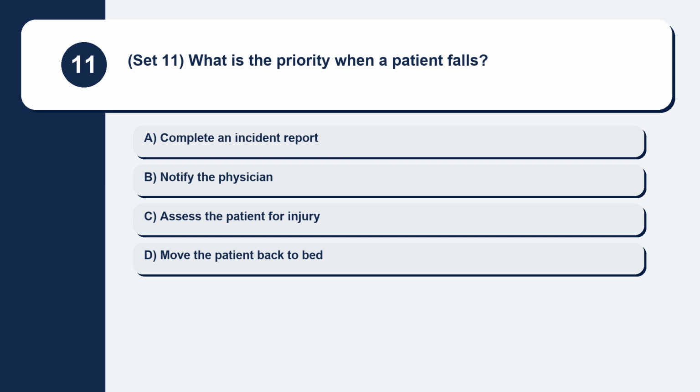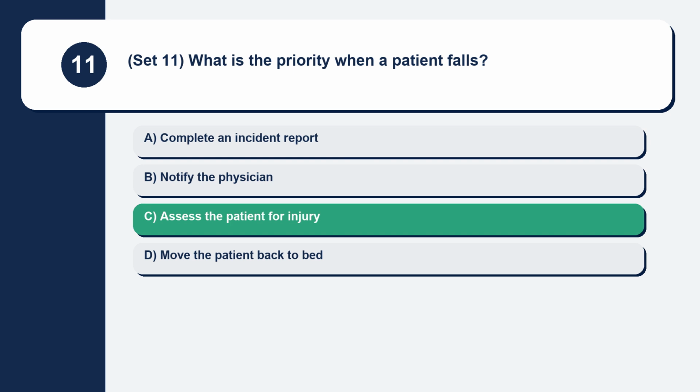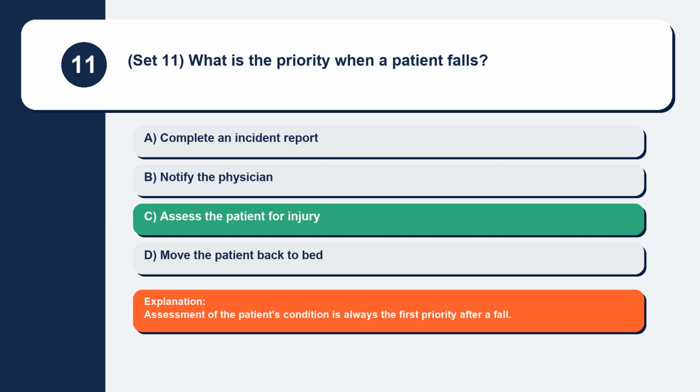Question 11. Set 11. What is the priority when a patient falls? Complete an incident report, notify the physician, assess the patient for injury, move the patient back to bed. Assessment of the patient's condition is always the first priority after a fall.